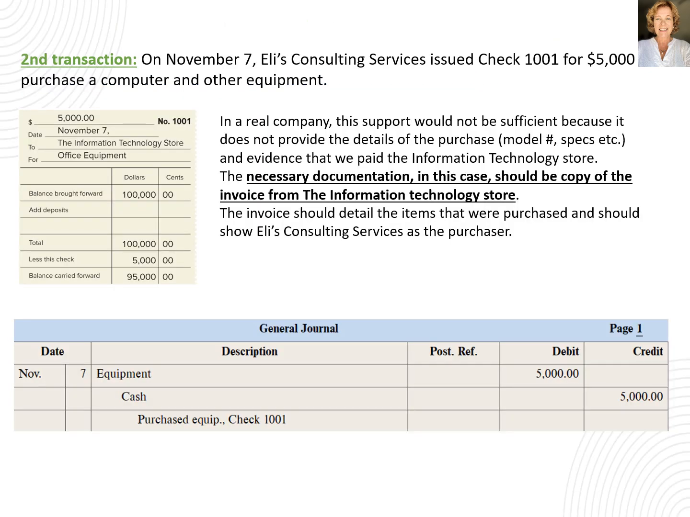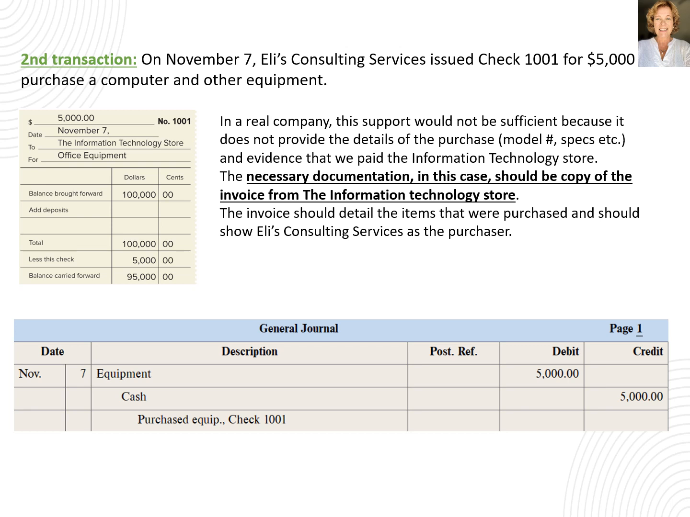On November 7th, Eli's Consulting Services issued check 1001 for $5,000 to purchase a computer and other equipment. We can see the journal entry documentation, but in a real company, this support would not be sufficient because it does not even provide the details of the purchase, model number, specs, etc., and evidence that Eli's Consulting paid the information technology store. This document looks like it's a check stub from a checkbook.